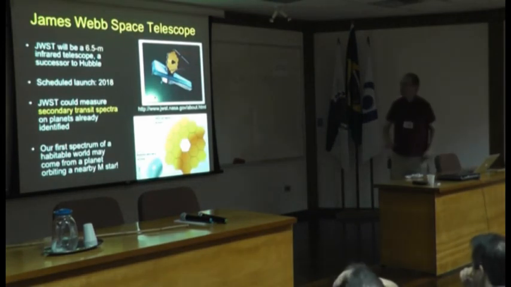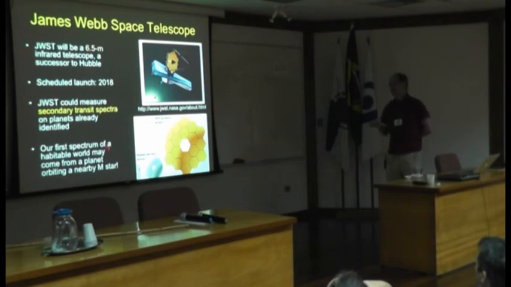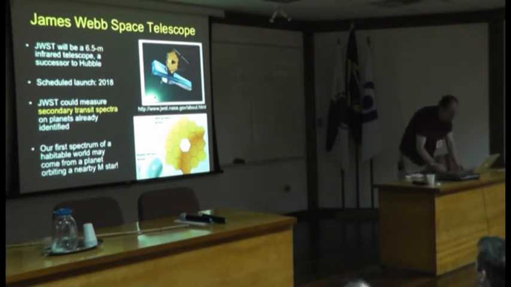What's happening soon? The James Webb Space Telescope. Here's the primary mirror, here's the Hubble mirror, here's a human being. And so a 6.5 meter telescope, successor to Hubble, 2018 launch. And in principle, it can measure secondary transit spectra, and in principle, might be able to measure a spectrum from a planet in the habitable zone of a nearby M star.